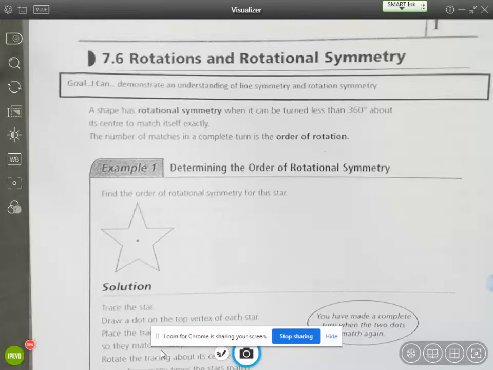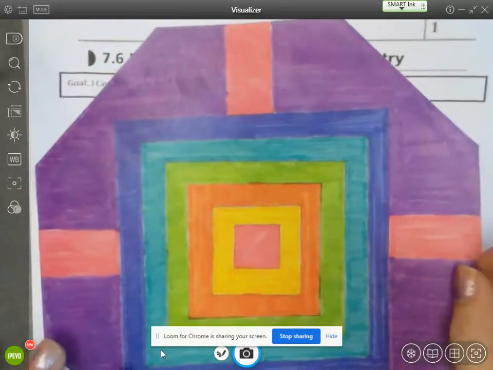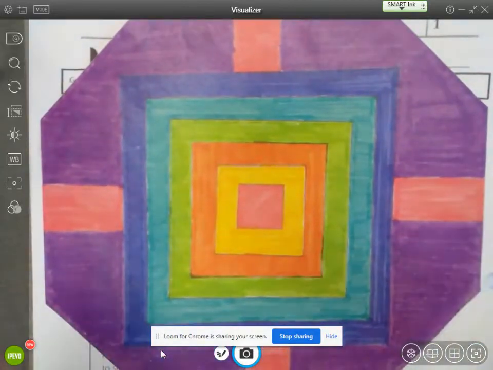Math 9. Today we are going to be looking at Chapter 7, Lesson 7.6, Rotations and Rotational Symmetry. So what we're actually going to be doing in this unit is demonstrating an understanding of line symmetry and rotational symmetry. So last class we looked at line symmetry, and that just meant that if I looked at an object, could I fold this object and match it up?